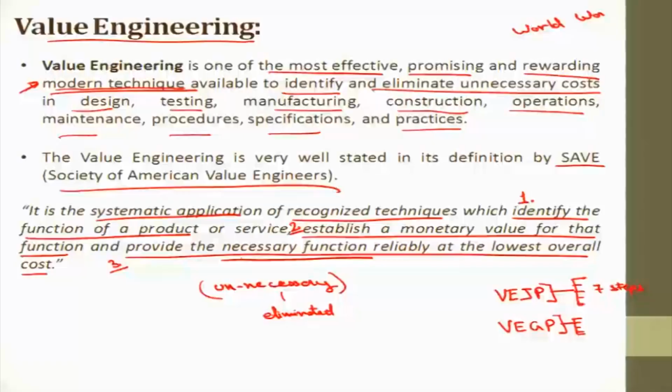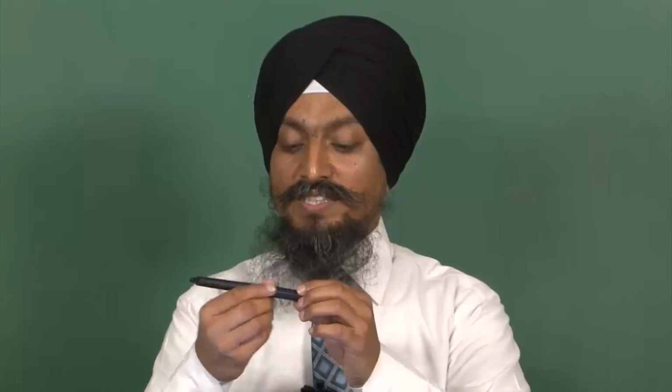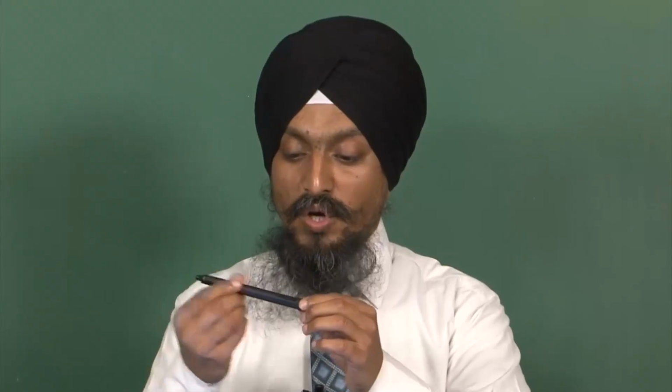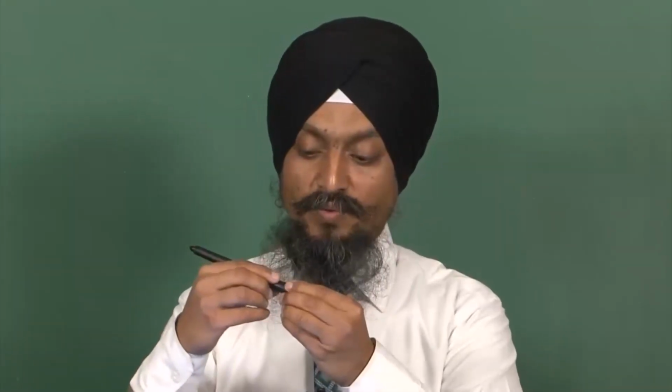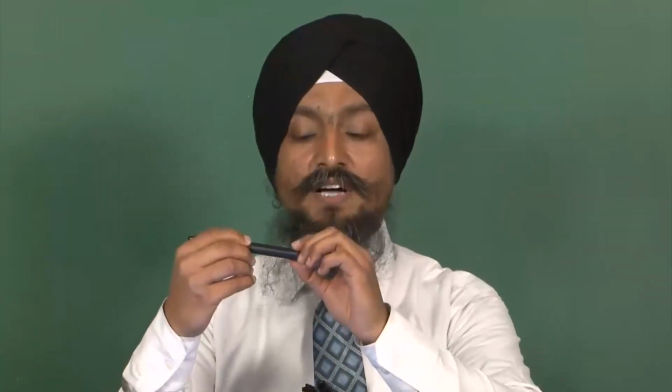Okay. Then we see the monetary value of each function. What is the function? What is the cost of the body of the pen to provide this much diameter, this much grip? This is actually a rubber grip. What is the cost of this rubber body? So if we provide a metallic body, what would happen? The grip wouldn't be that good.